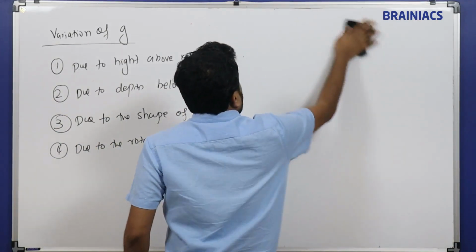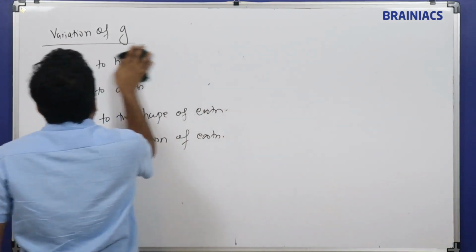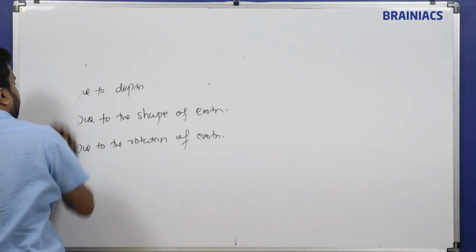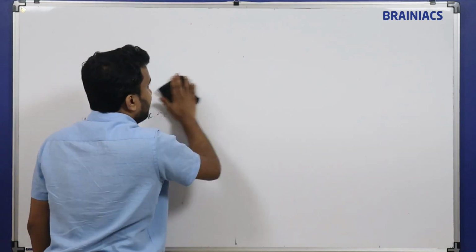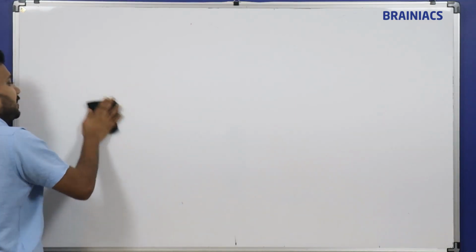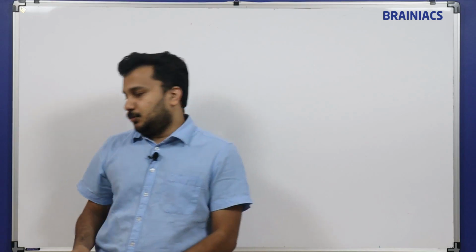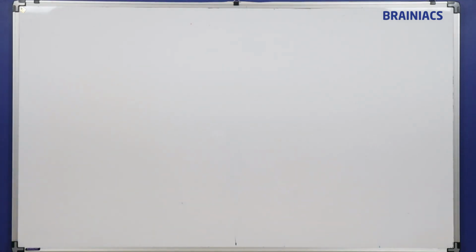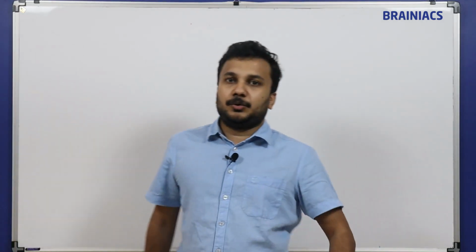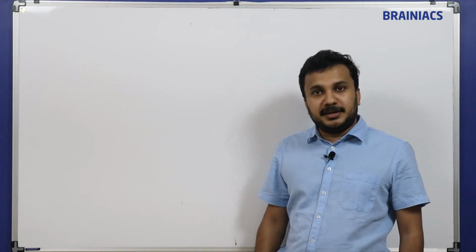Okay, so that's all. Fine, perfect. So we see 4 headings. There are 4 ways the acceleration due to gravity can change, and one by one we will see how these are going to change the gravitational field intensity.